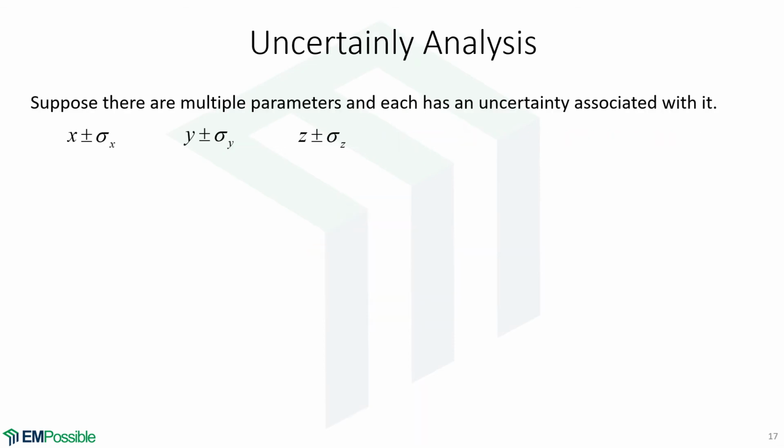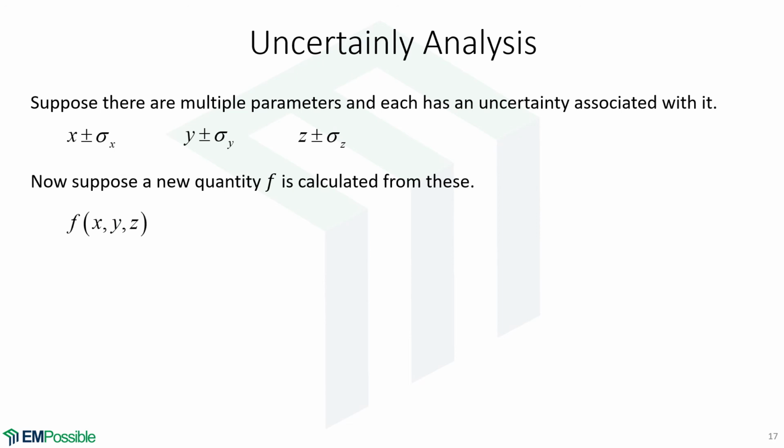Now let's get into uncertainty analysis. Let's go with multiple parameters. We're using x, y, and z here, and each one has its own uncertainty. Remember when we say uncertainty, think blurring, think fuzzy. These are not specific values anymore.